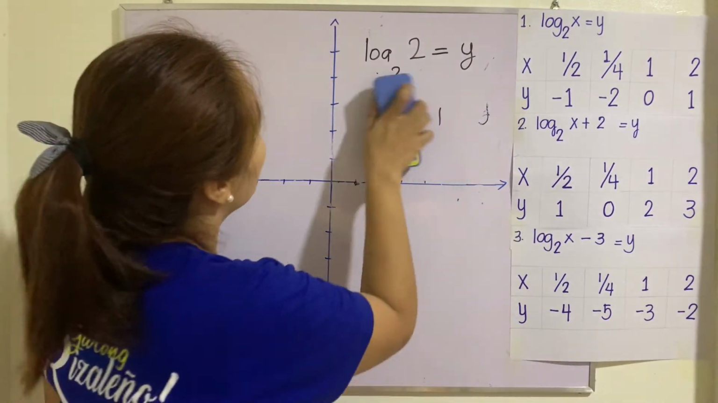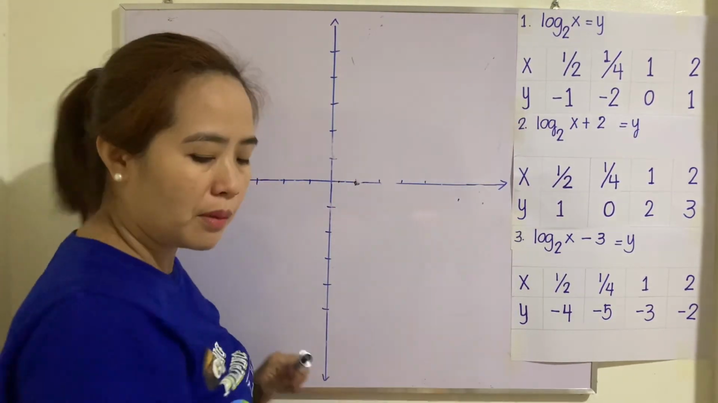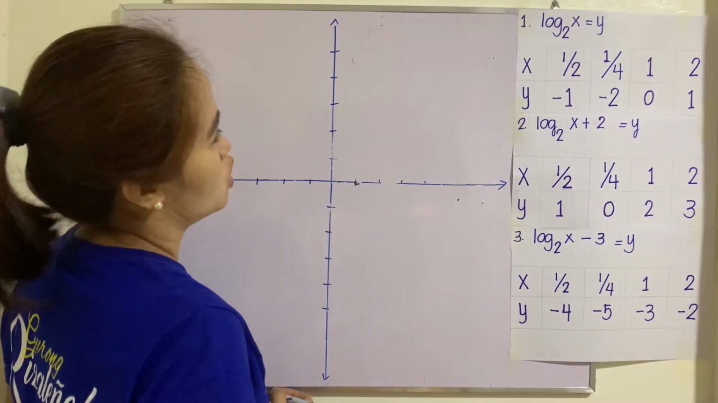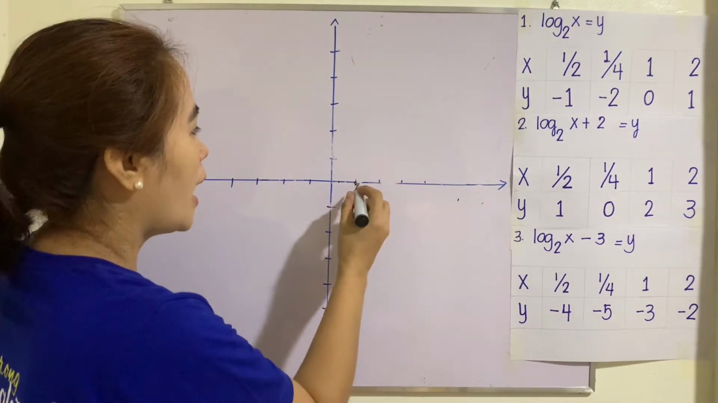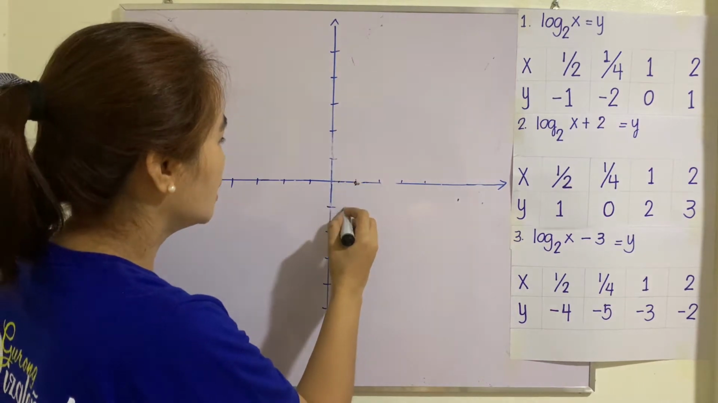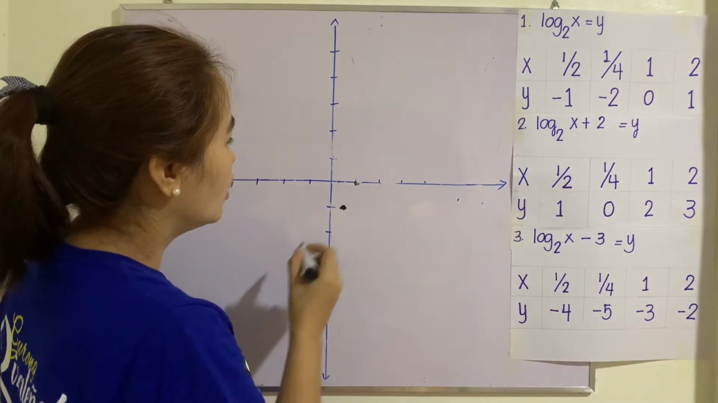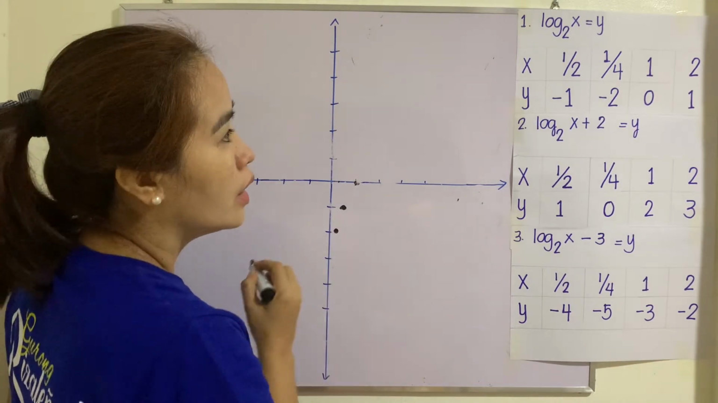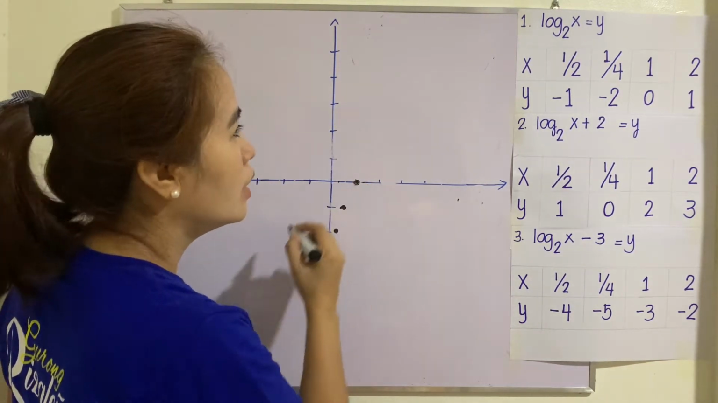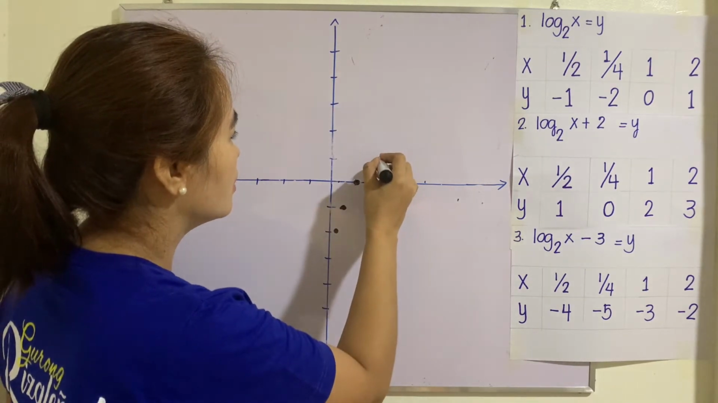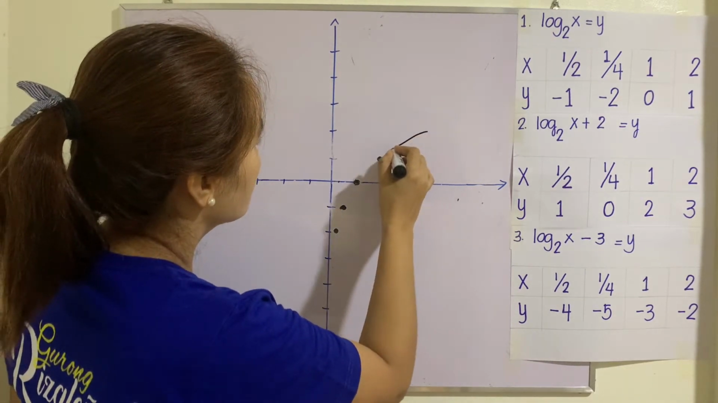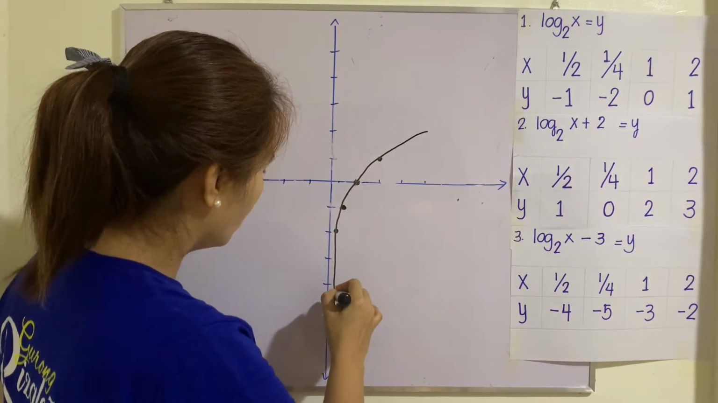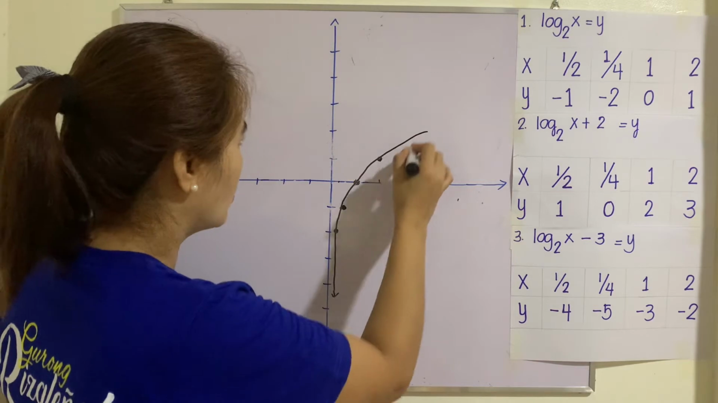Okay. Now, we are now ready to graph this. Remember that logarithmic function is the inverse of exponential function. So that is 1/2, -1, it's here. And then 1/4, -2, it's here. And then we have 1, 0, it's here. And we have 2, 1, it's here. Okay. This one is a graph which is asymptotic to, of course, x equals 0.